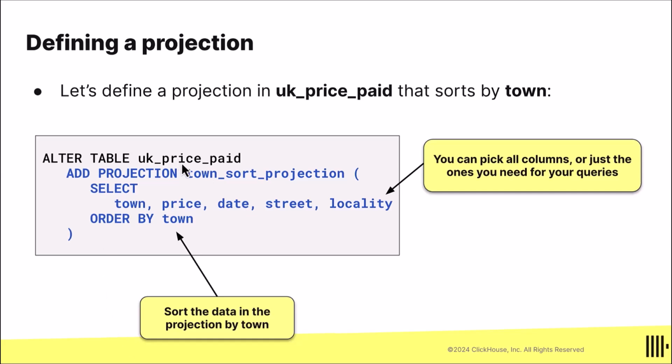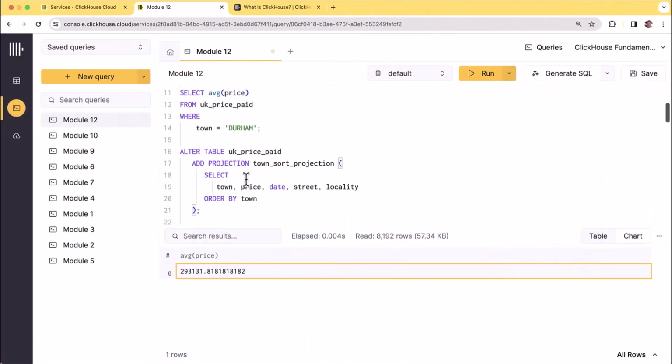I'm altering UK price paid. I gave my projection a name. Now I'll be honest with you, the name of the projection doesn't really matter because you're not going to ever use the name. Now you might see the name when you look at the syntax and the execution plan of your queries, but you don't use the name at all. And I've decided to pick 5 columns. And by the way, this is the exact same query I used for the materialized view in the materialized view training. And I'm going to sort it by town because it wasn't sorted by town. So let's try this. Let's just run this command.